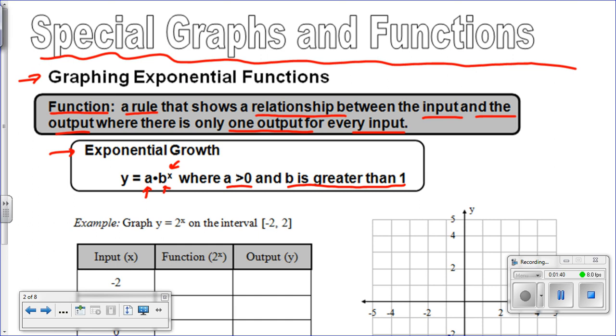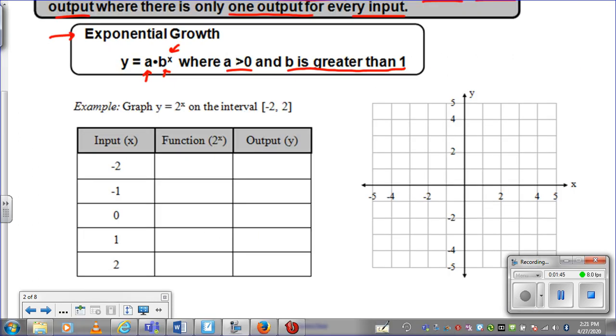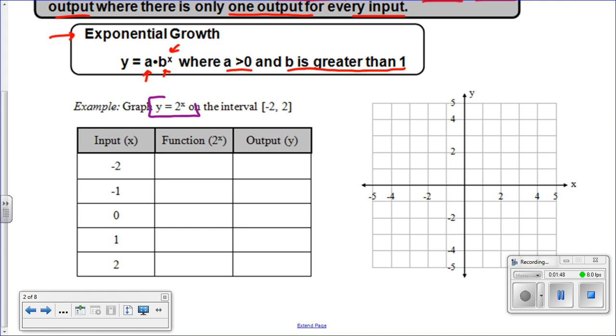So let's take a look at our first example. So our function rule is y equals 2 to the x power. So all of my domain values are going to go in for x. That's our exponent right there. I've also asked you to do something called restricting the domain. Now, I've never asked you to do this before, and basically what that means is we are only going to graph between -2 and +2 inclusive.